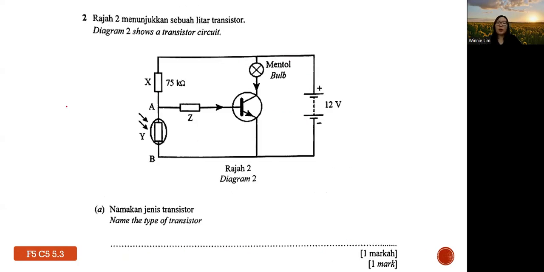Okay, question 2. Question 2 is on the Form 5 topic on transistors and electronics. Diagram 2 shows a transistor circuit. So what type of transistor is this?